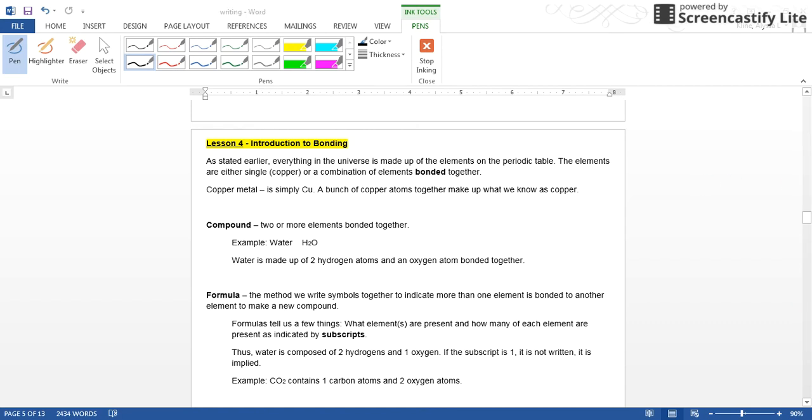All right, so lessons 4 and 5 today. So we're going to talk about bonding and then specifically ionic bonding. You've heard of bonding before, I'm sure, in another science class. Remember that a compound is two or more elements bonded together. Formula is going to be the new way that we're going to write things out.